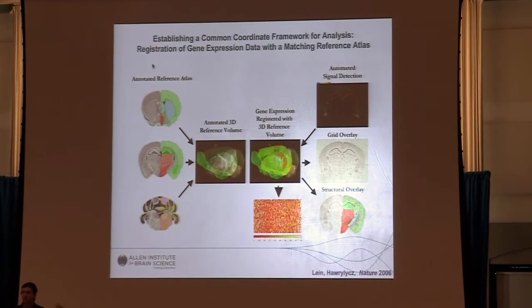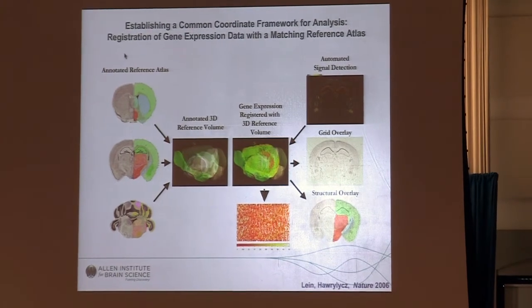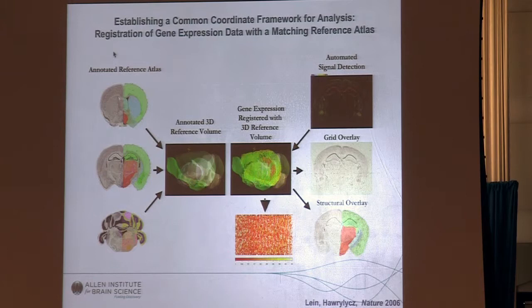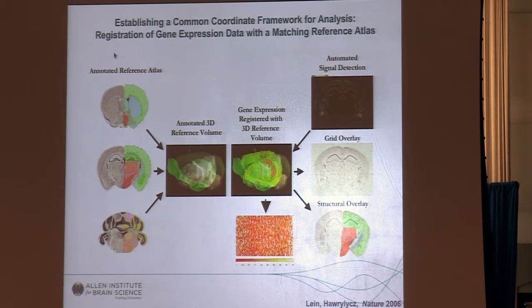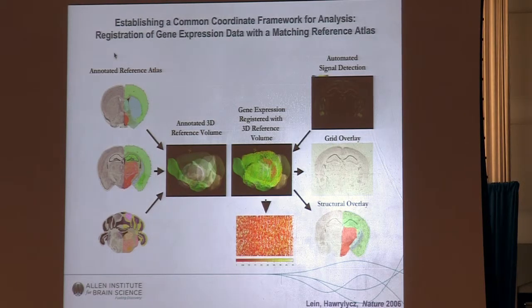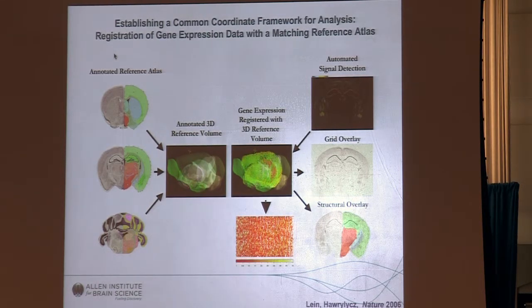In any event, we took all this data and built a giant pipeline that could, in an automated fashion, register these in situ hybridization sections into the space of that reference space, using image processing and image registration methods. First, we had to take the reference space and build a 3D model out of it. For that, we used a high resolution MRI of the mouse, and we aligned those extremely well-cut sections.